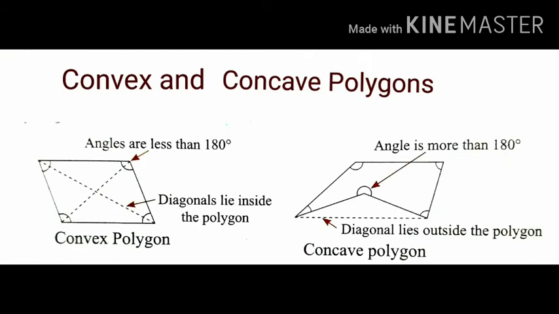The next type is convex and concave polygons. A polygon in which the measure of each angle is less than 180 degrees is called a convex polygon. In a convex polygon, all the diagonals lie inside the polygon. A polygon in which the measure of at least one angle is more than 180 degrees is called a concave polygon. If you see the figure, convex polygon diagonals lie within the figure, while in concave polygons some diagonals lie outside the polygon and within the angle. If any angle is more than 180 degrees, then that is not a convex polygon.